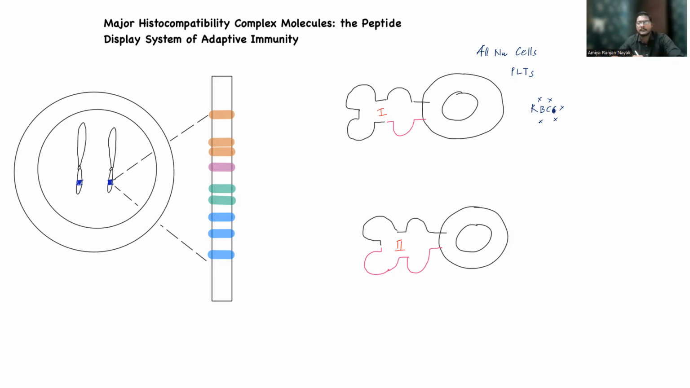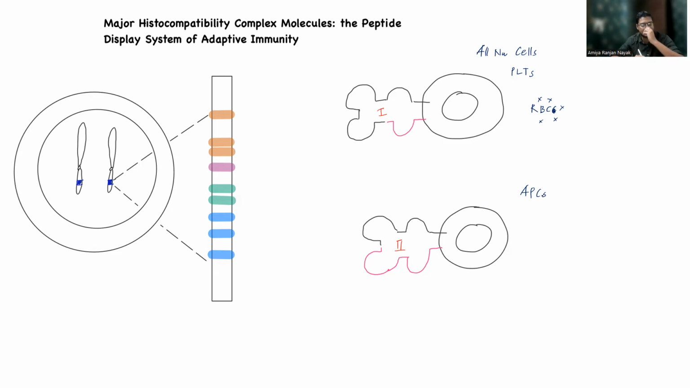The MHC class 1 molecule is going to present intracellularly produced peptide antigens to CD8 positive T lymphocytes. However, MHC class 2 molecules are present only on antigen presenting cells. These MHC class 2 molecules will present peptide antigens coming from the extracellular space, and they will present the extracellular antigens to the CD4 positive T lymphocytes.